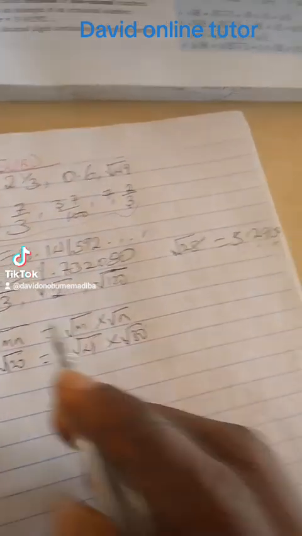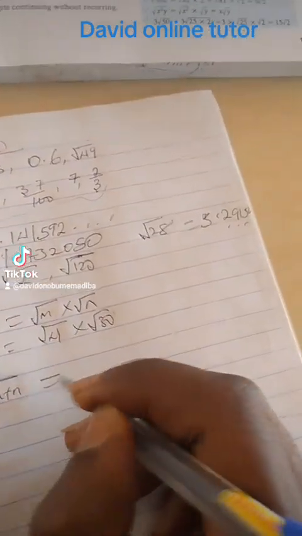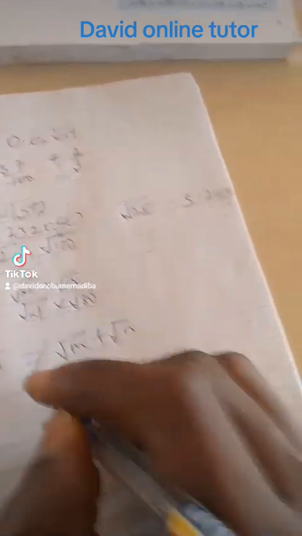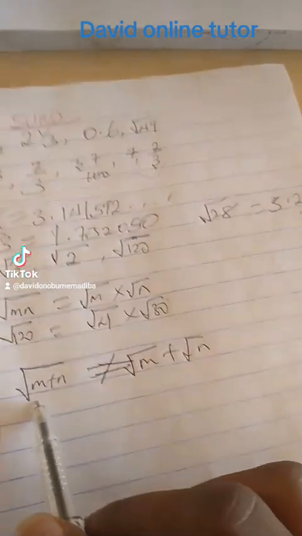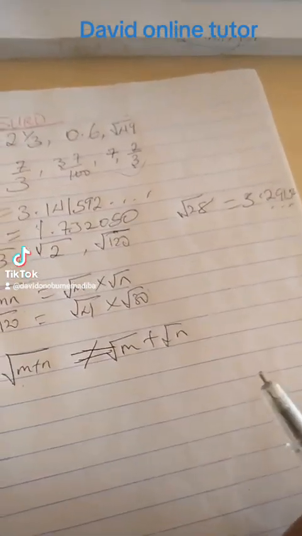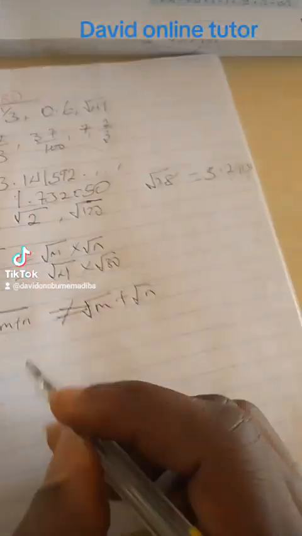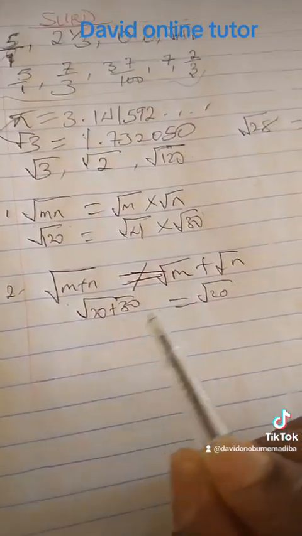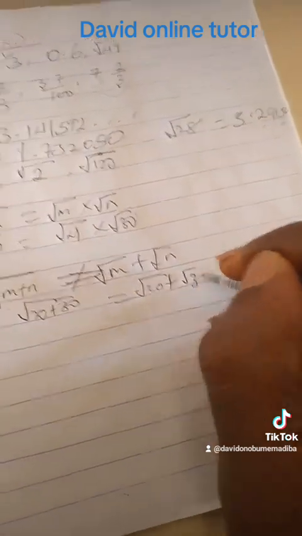That's theorem number 1. But theorem 2 says that root of m plus n is not equal to root m plus root n. Now this theorem says that if you have addition, you cannot simplify the surd. That's rule number 2. Like root of 20 plus 30 now, we cannot say it's the same thing as saying root 20 plus root 30. It will not go.